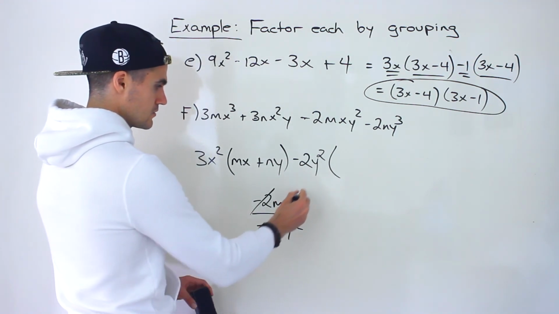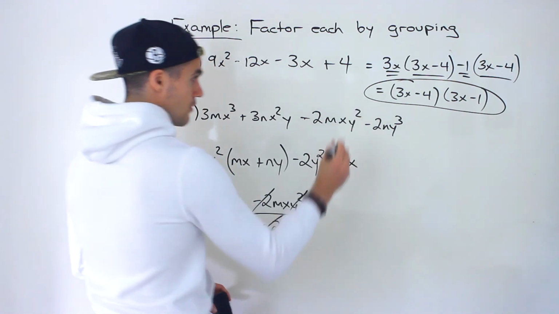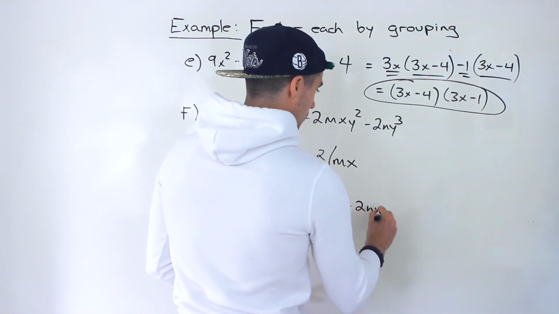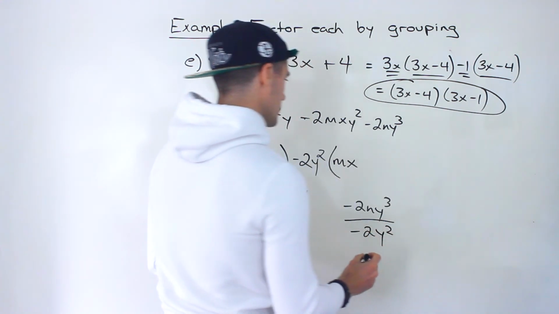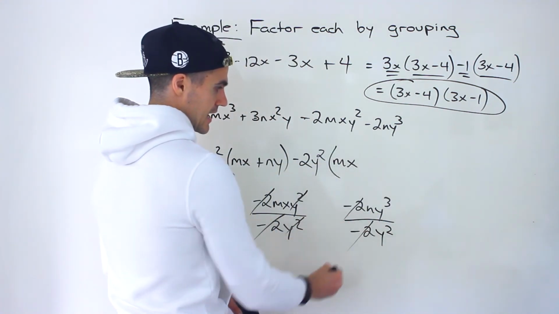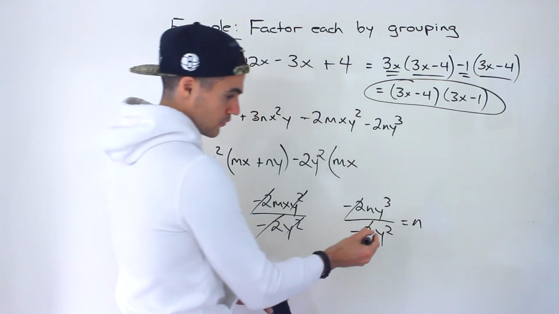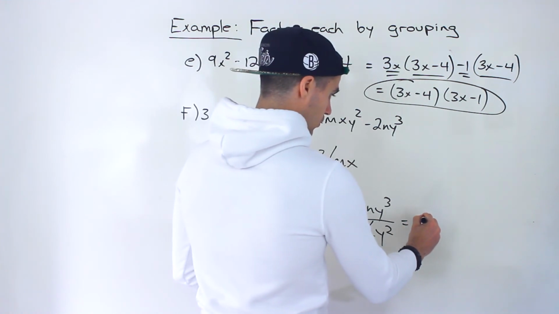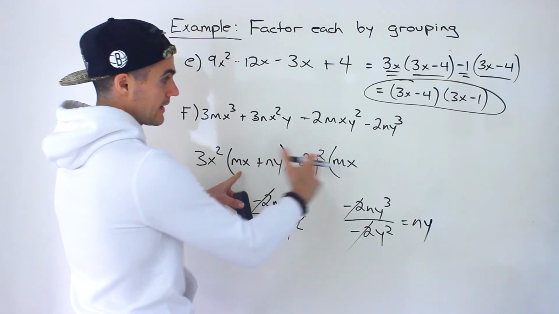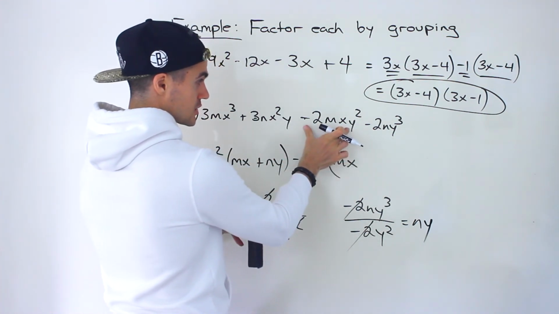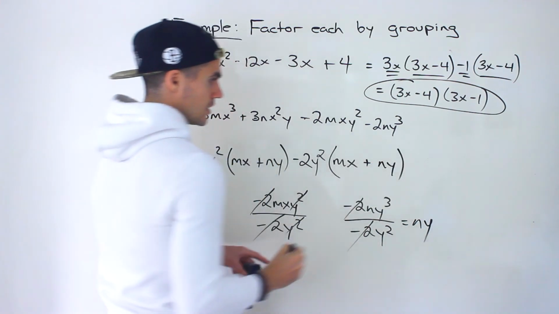Negative 2's cancel out. The y to the 2's cancel out. We're just left with mx. And then we've got negative 2n y to the 3 over negative 2y squared. These cancel out. We have an n left. Y to the 3 over y to the 2 would give us y to the 1. And it's positive, right? Because we took out a negative. So basically the signs are changing. This changes to a positive. This changes to a positive.